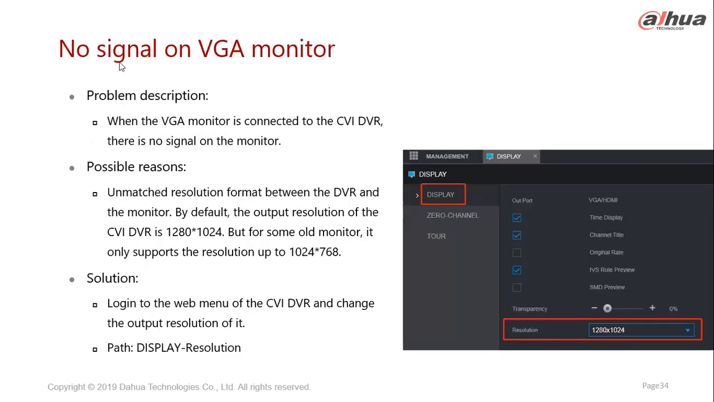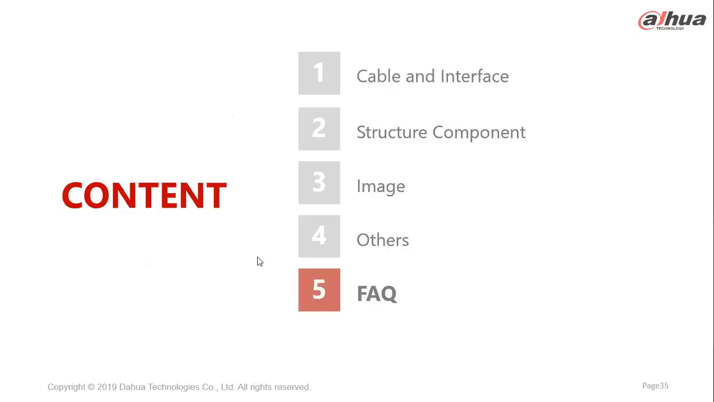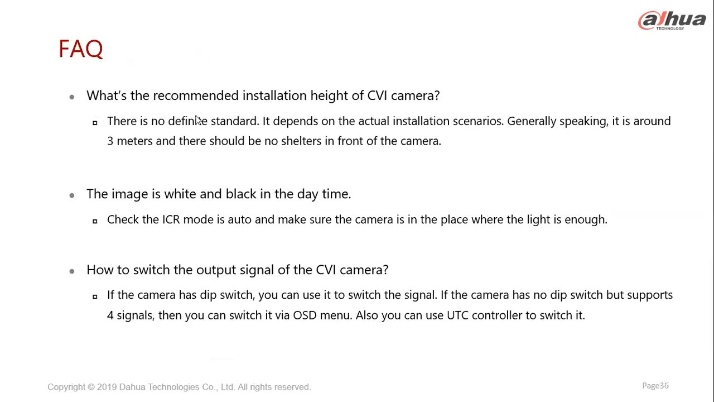So no signal on VGA monitor. If there's no signal, check the resolution, and you just log in on the web page of the DVR and change the resolution.